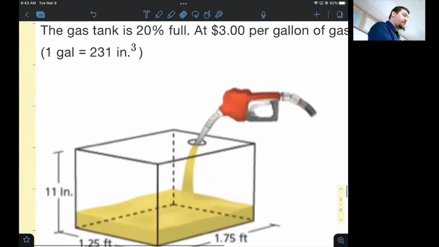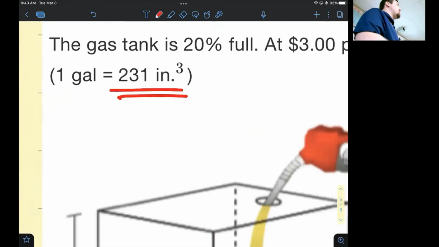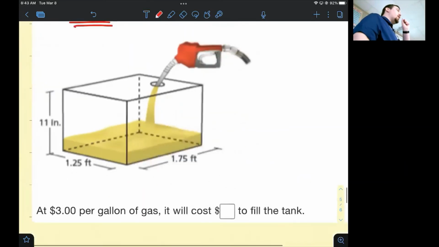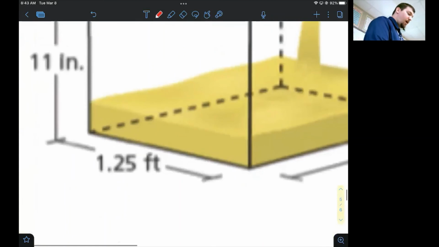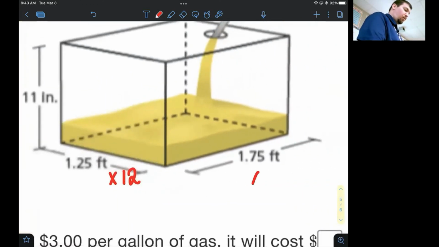Now, because my conversion up here says cubic inches, it would be easier for me to leave it in inch form versus changing it to feet. Does anyone know, I'm sure you all probably do, how many inches are in a foot? 12. So I need Andrea to multiply 1.25 by 12, so we know how many inches that is. And I need Caden to do the same thing with the 1.75. So we can convert those feet units into inches units.